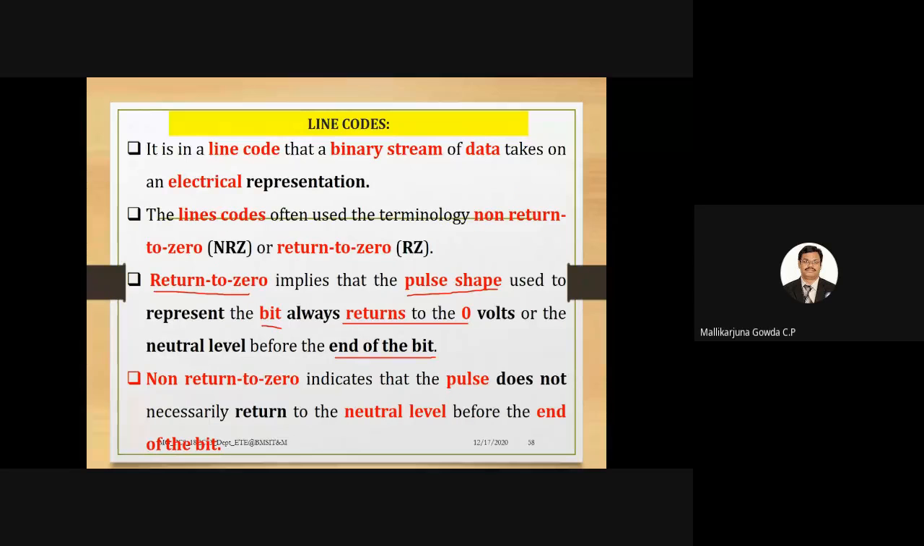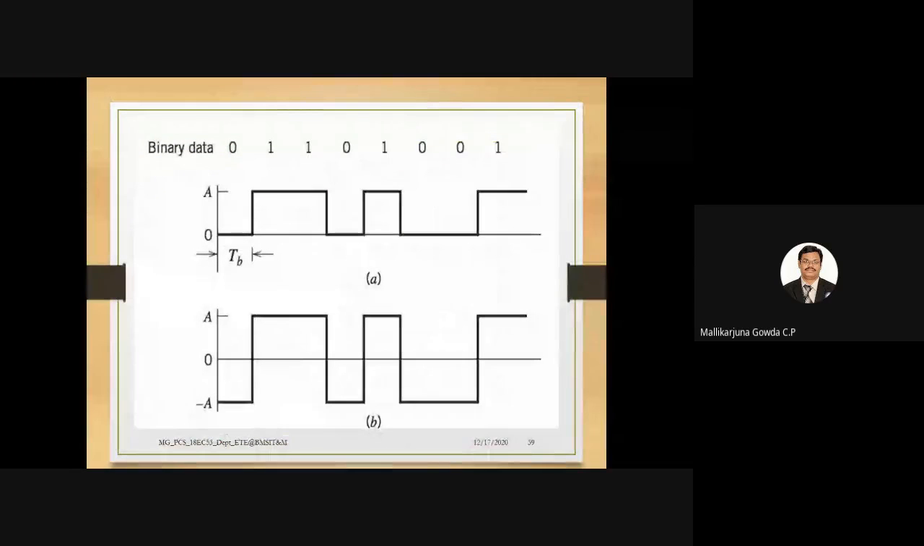Non-return to zero means whatever pulse I use to represent the bit will not necessarily return to zero before the end of the bit. That is why it is called non-return to zero. It can occupy the entire bit duration. In case of return to zero, before the end of the bit duration, it will come back to zero. That is return to zero. So this is one example which I have taken.